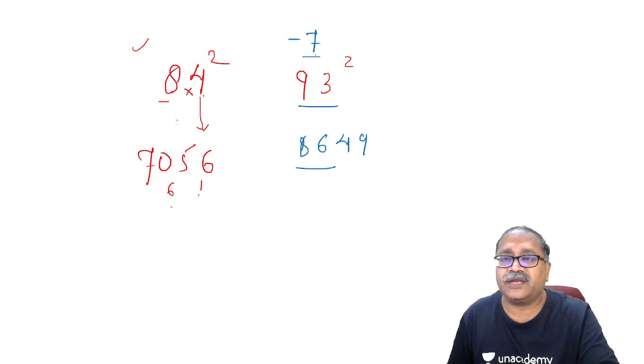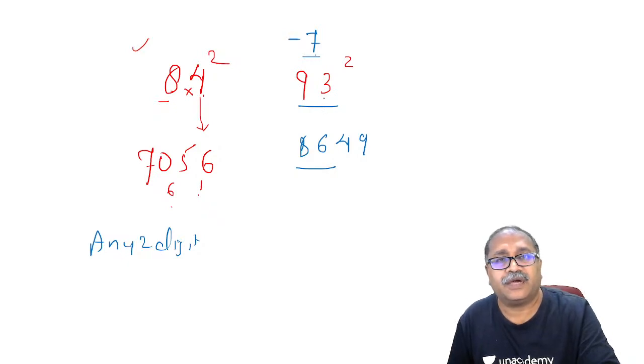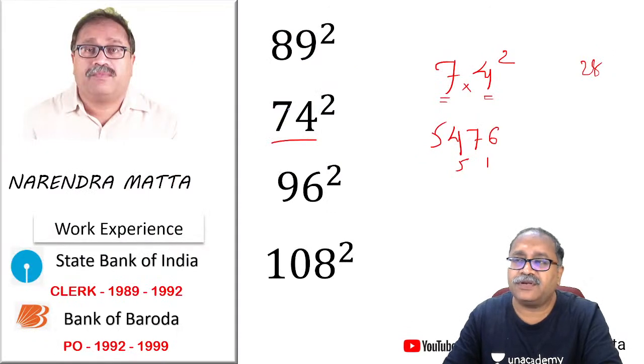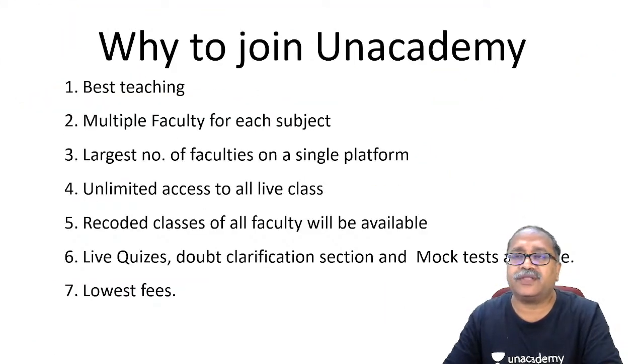So you are understanding how to find the square of any two digit number, and if a number is closer to 100, then how do we find the square of the number? And then I will take you to a little bit of another area.